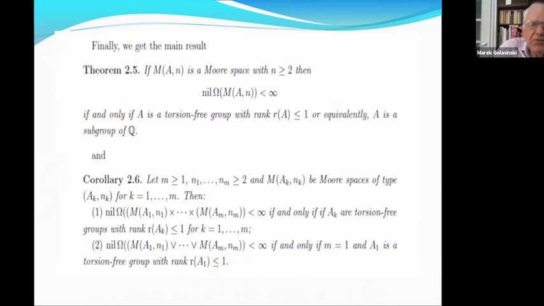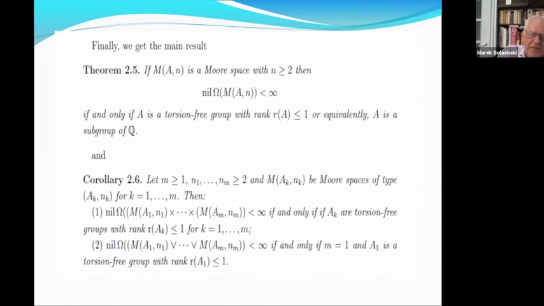If you have a Moore space, if n is at least 2, then the nilpotency class of loops on the Moore space is finite if and only if A is torsion-free with rank not greater than 1, or equivalently, A is a subgroup of Q. Using this result, we can easily get the following conclusion.